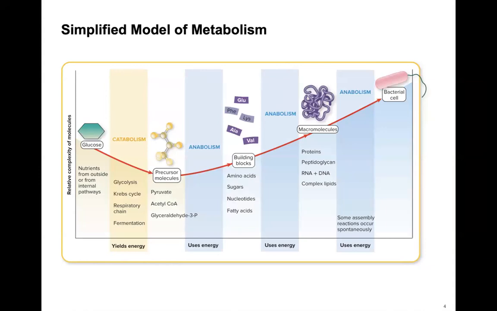So here's a simplified model of metabolism. Here we have nutrients from outside of the cell or from internal pathways. We'll undergo catabolic reactions, which can include things like glycolysis, the Krebs cycle, the electron transport chain, or potentially even fermentation if it's an anaerobic pathway. This will end up yielding energy. It will also give you precursor molecules, which now can be used for anabolic reactions, such as the building blocks to make proteins, larger sugars, nucleic acids, or fats. And the cell can even continue to use this for anabolic processes, and eventually you can maybe form a whole new cell by cell division. So this is sort of a simplified model of what's actually happening here.